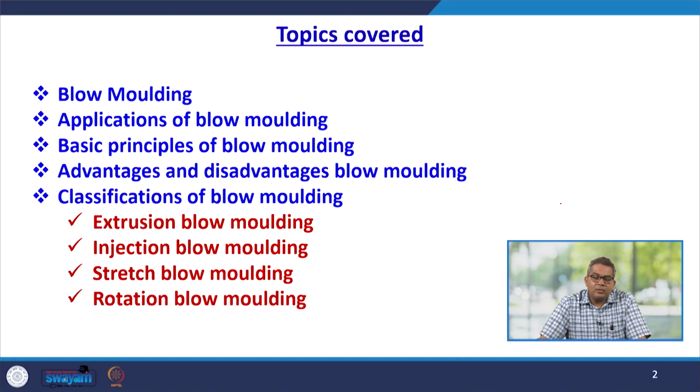Now before we go into the detail of these two processes, let us have a brief outlook at what we discussed in the previous section. We discussed blow molding, different segments of blow molding, basic theory of blow molding, and the different applications of blow molding. Apart from this, we discussed the various advantages and disadvantages associated with blow molding, and the classification of blow molding, including extrusion blow molding, injection blow molding, stretch blow molding, and rotation blow molding. So, all these things we discussed in the previous chapter.